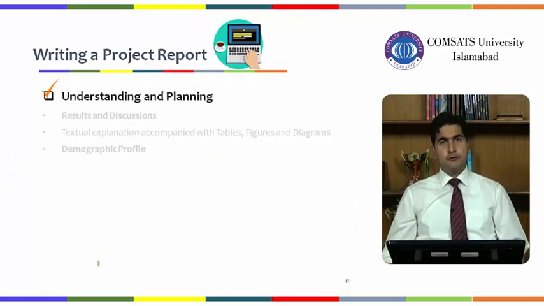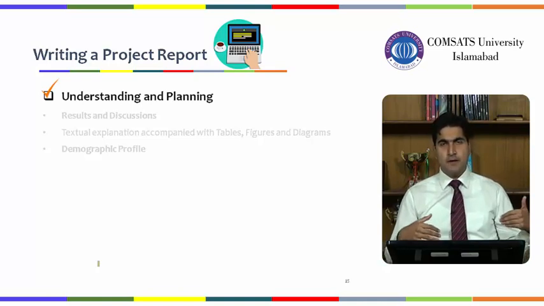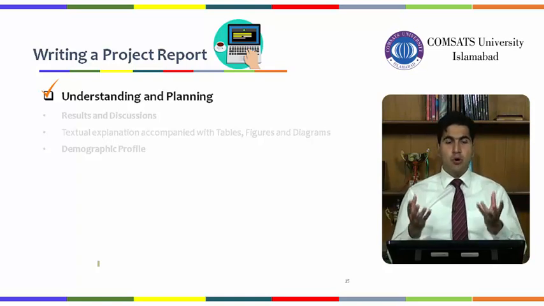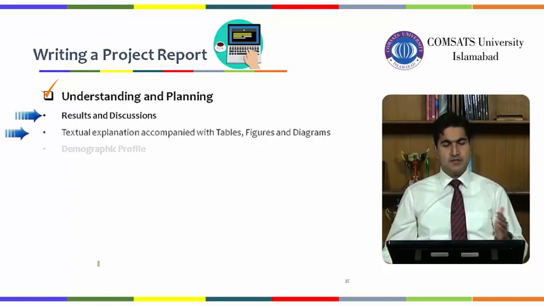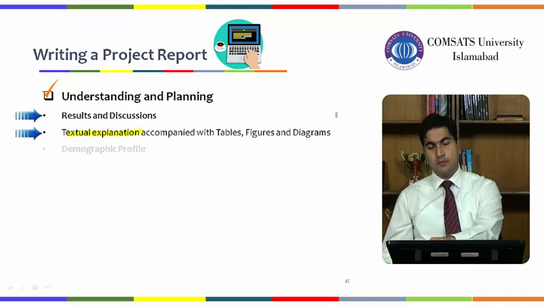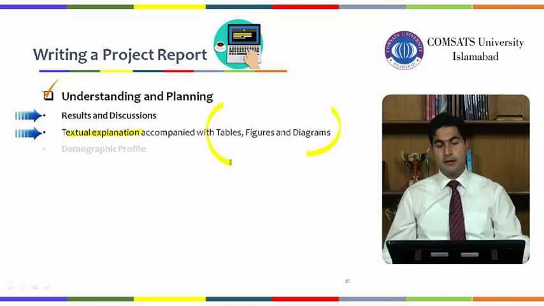Now comes the stage of your results and discussion, meaning based on that method, you have carried out the study, you have applied that method to collect the data, you got the data, and now you have to provide the results. The results and discussion section is basically providing the information in the form of textual explanation, and this is also accompanied with tables, figures and diagrams.